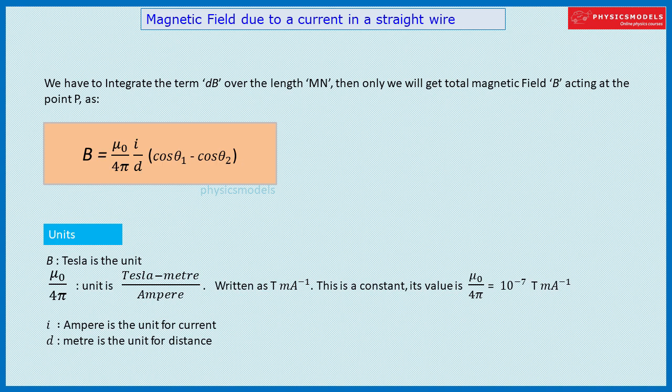Here B, magnetic field strength, is defined in the unit Tesla. μ0 by 4π is a constant, it's 10 to the power minus 7. I is the current in amperes, and D is the distance between O and P, that's in meters.